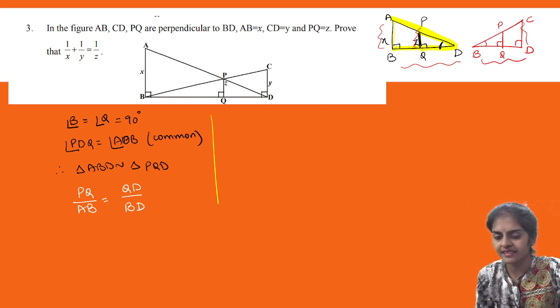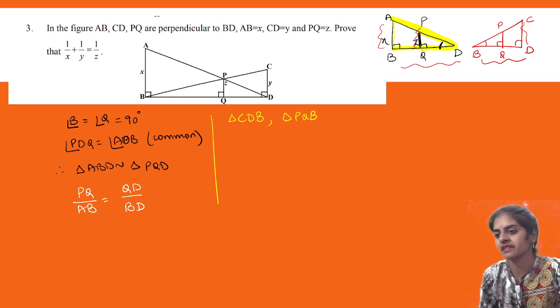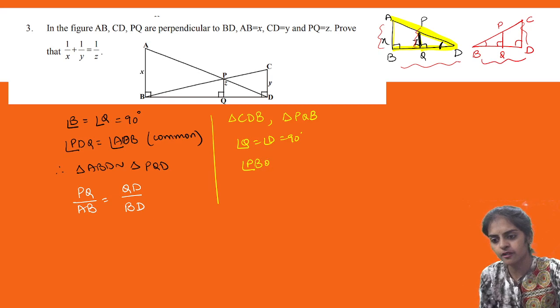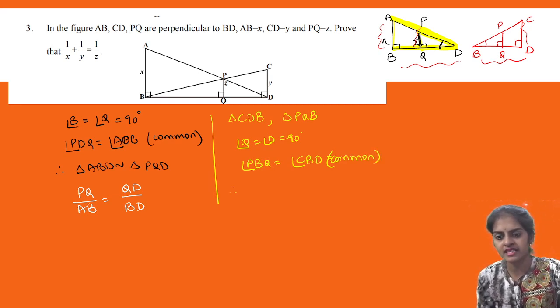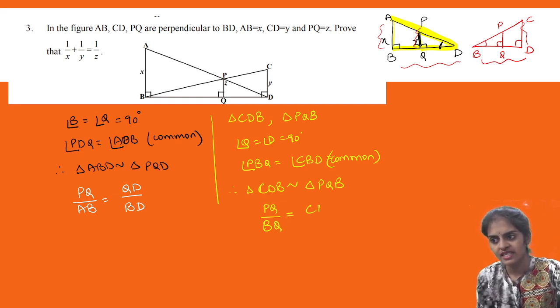So here, if you consider the next triangle, triangle CDB, the total big triangle, and triangle PQB, the smaller one. So in these two triangles also you can clearly see angle Q equal to angle D, which is 90 perpendicular, and angle PBQ is equal to angle CBD, which is nothing but the common angle again. So when two angles are equal, I can simply say triangle CDB is similar to triangle PQB, and when the two triangles are similar, now I can write the smaller side PQ by the base BQ equals CD by BD.